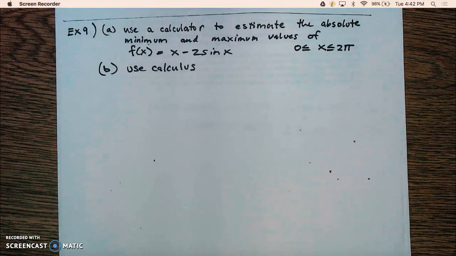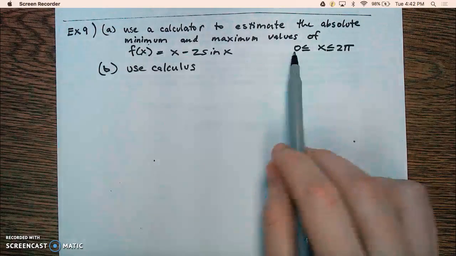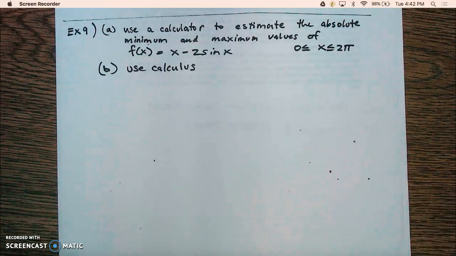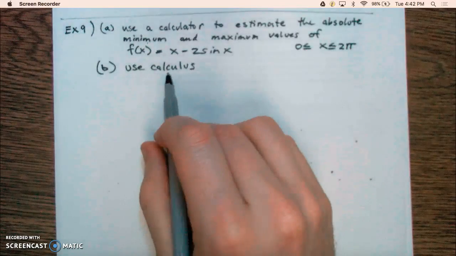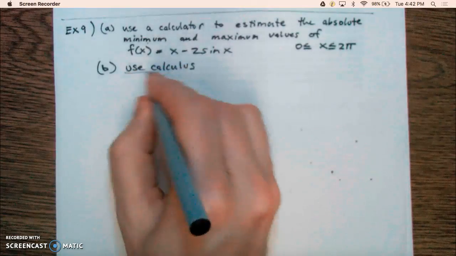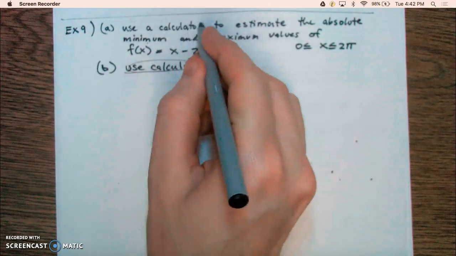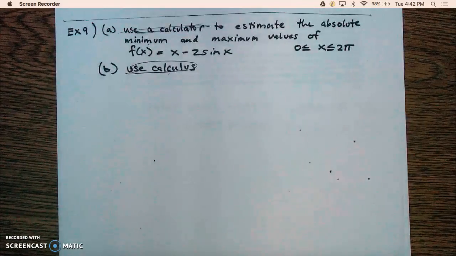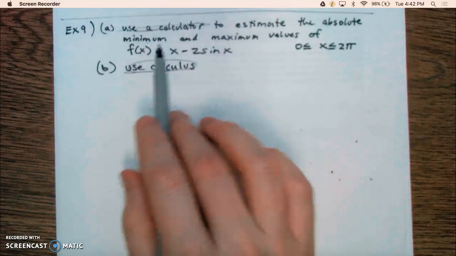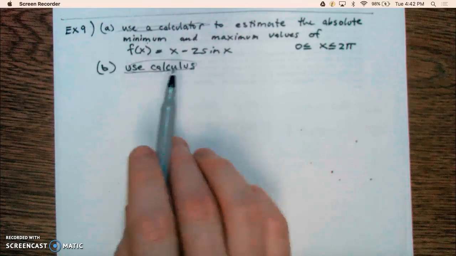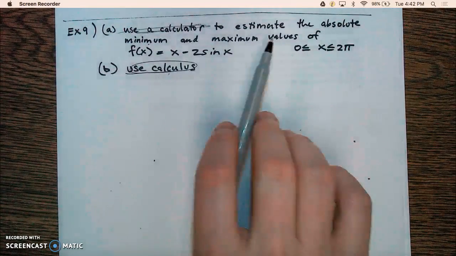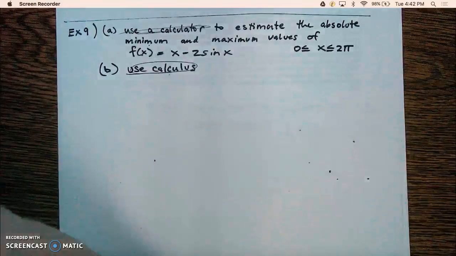In example 9, it says use a calculator to estimate the absolute maximum and minimum values of this function. And they give you an interval from 0 to 2 pi, and then it wants you to do the same thing using calculus. So what I'm going to do is use calculus and minimize our work on the calculator, since in this class you won't be able to use a calculator. Although we are going to use a calculator a little bit near the end to decide on what our max and mins are.